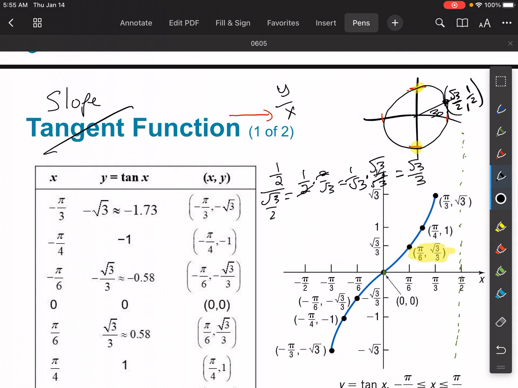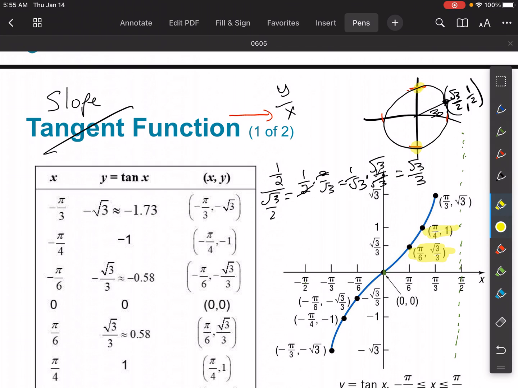And then we want another point for this pi over 4, which is 45 degrees. Well, we know at 45 degrees, you guys, the slope is 1. So if you just remember that, if you're at 45 degrees on the unit circle, your slope is 1.